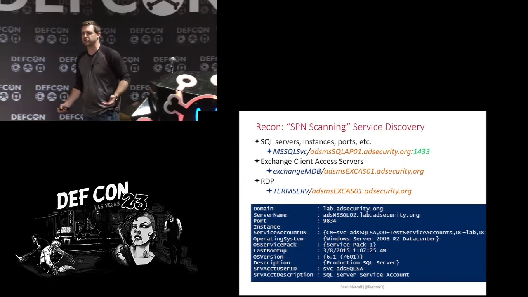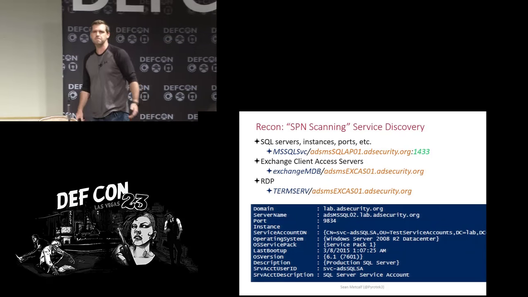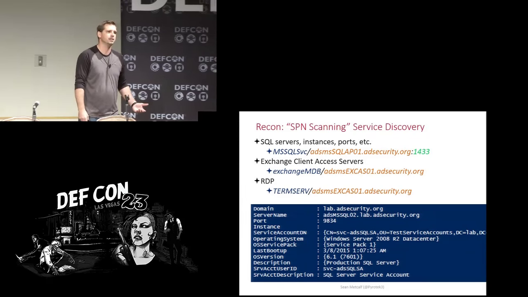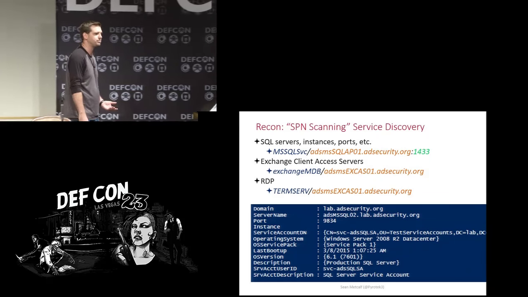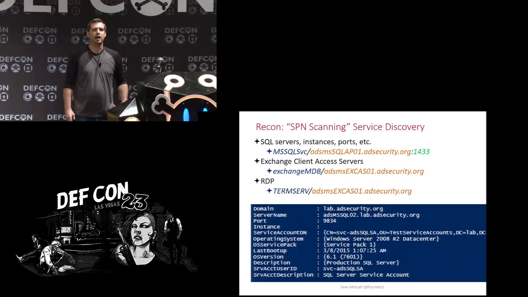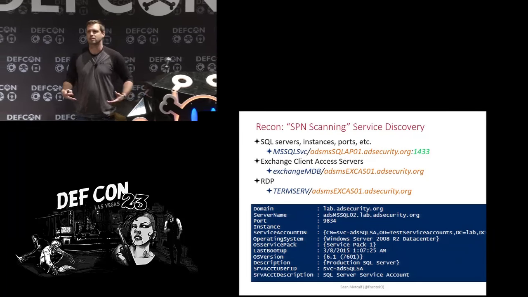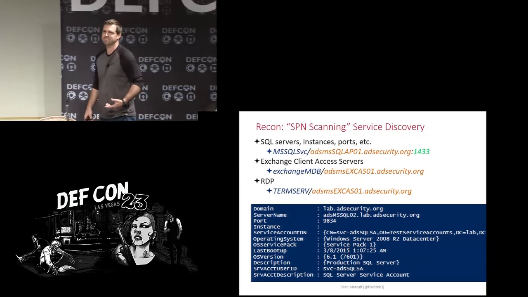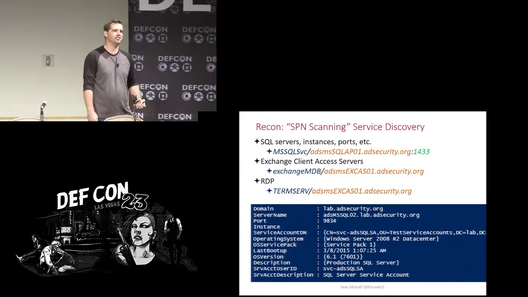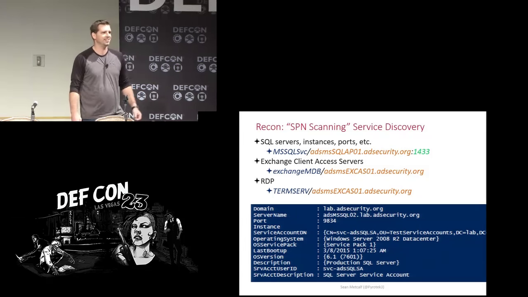So what can we find using SPNs? I've listed a few here. If you've heard of PowerShell remoting, it leverages WinRM. We can look for the WSMAN SPN. What about FIM, Forefront Identity Manager? A lot of environments are deploying this in order to manage groups. FIM has an SPN. And guess what? We can search for it. We can use PowerShell to find these things.